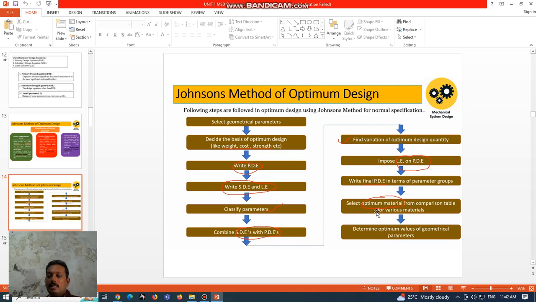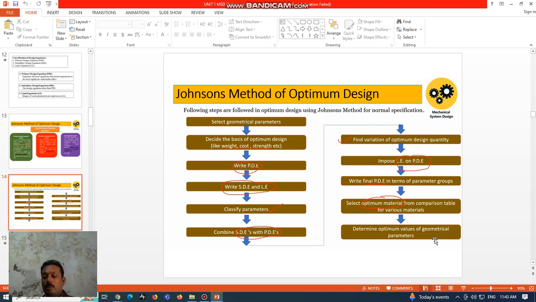Now next is select the optimum material from a comparison table of various materials. Here, from the final P.D.E. equation, using the material parameter group, we select the optimum material. This material parameter group is known as the material selection factor, and its value will determine the maximum, or we can say optimum, available material. And the last step will be determine optimum values of geometrical parameters.